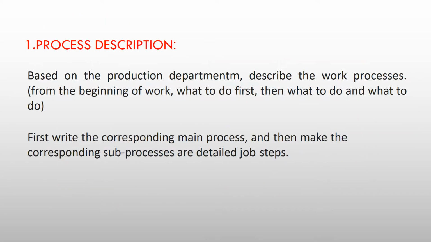In detail, it starts from the process description based on the production department. We need to mention the work processes from the beginning of work: what to do first, then what to do again, what to do next. After that we need to mention the corresponding main processes, and in that the corresponding sub processes. For example, in the main processes there are detailed sub processes also. We need to describe each and every step in detail.